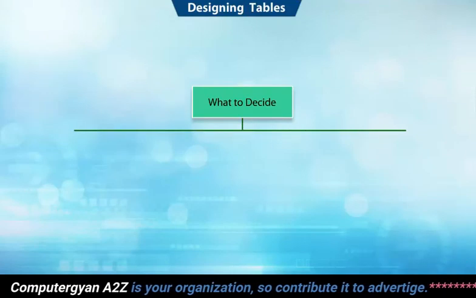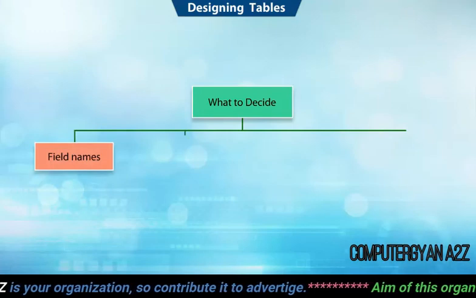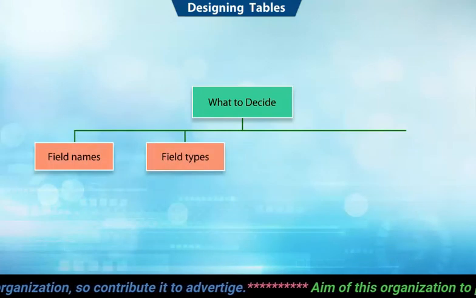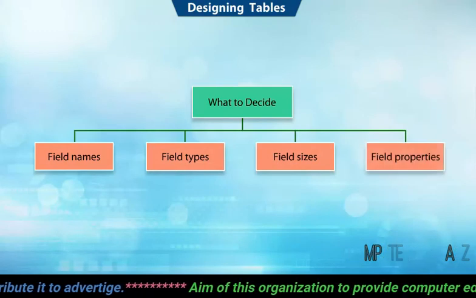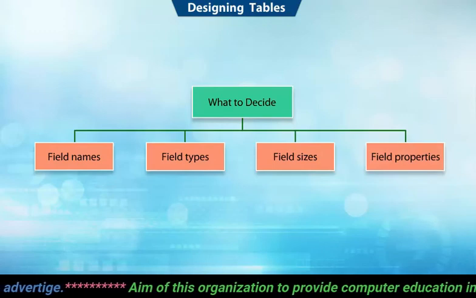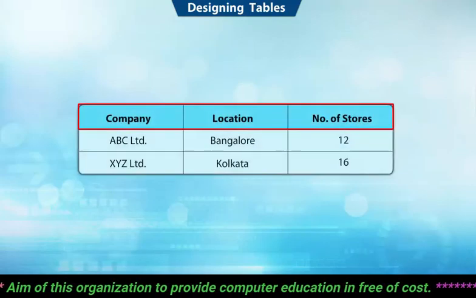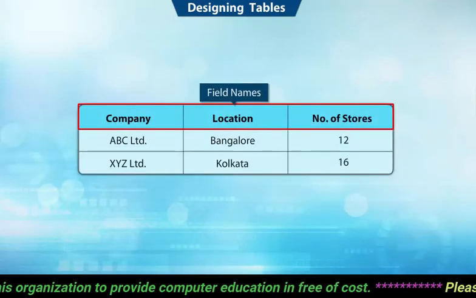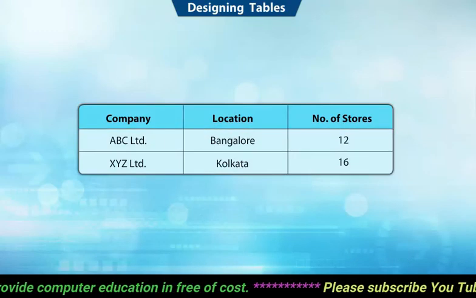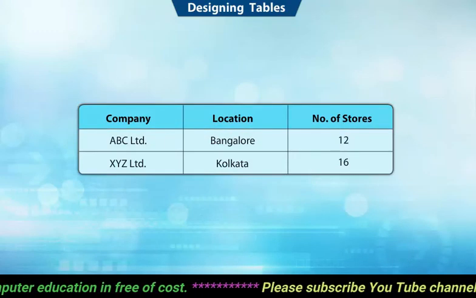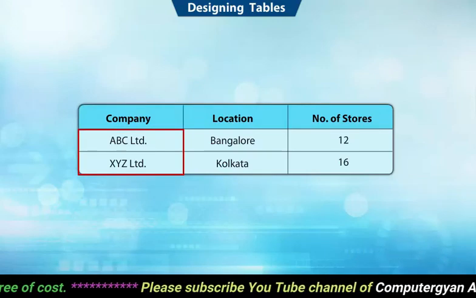To design tables, you need to decide on the following: 1. Field names. 2. Field types. 3. Field sizes. 4. Field properties. Let's look at each of these in detail. Field name indicates the type of information that will be stored in the fields. For example, if a field name has the label company, the corresponding fields will store company names.